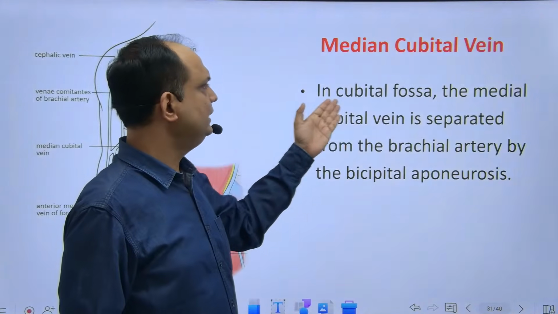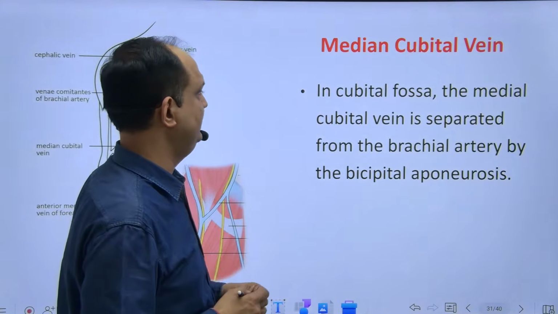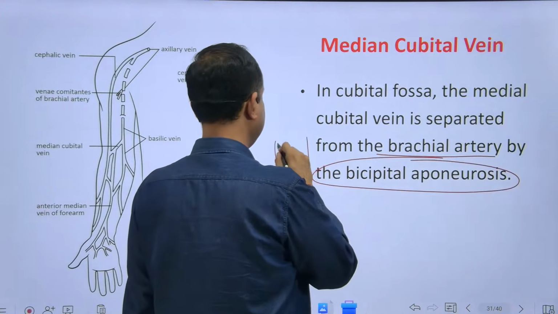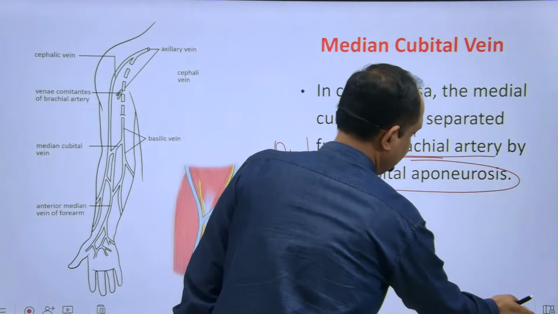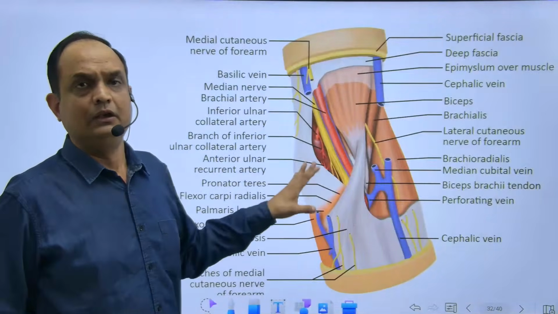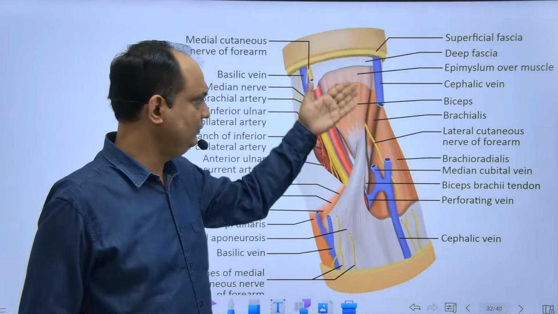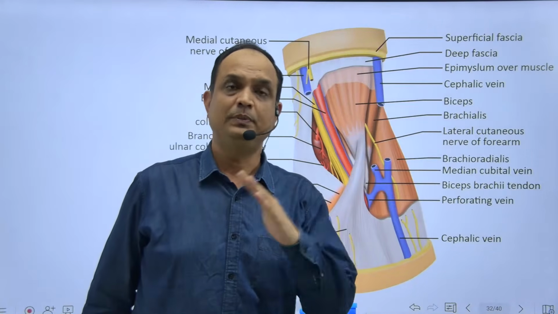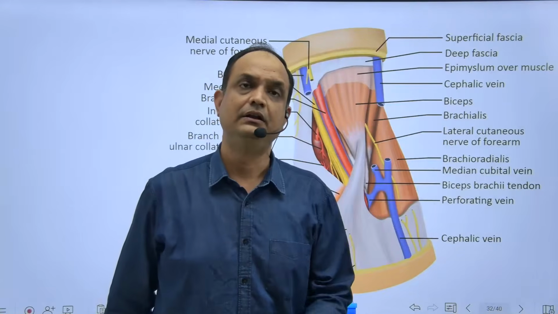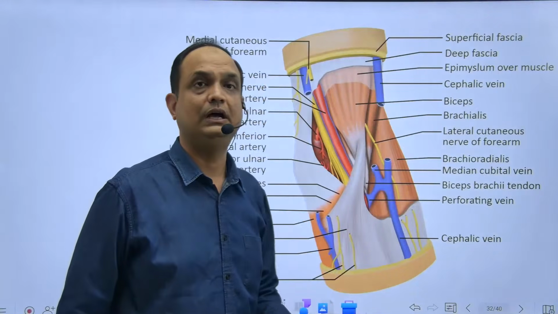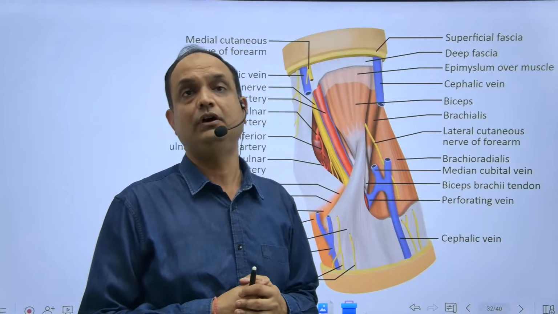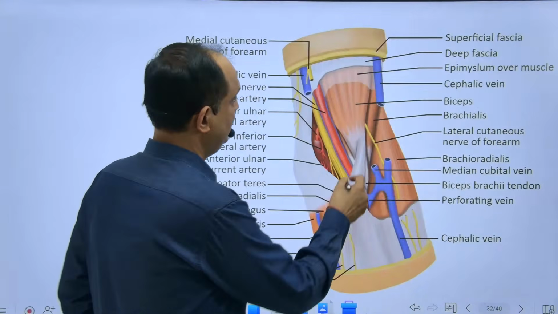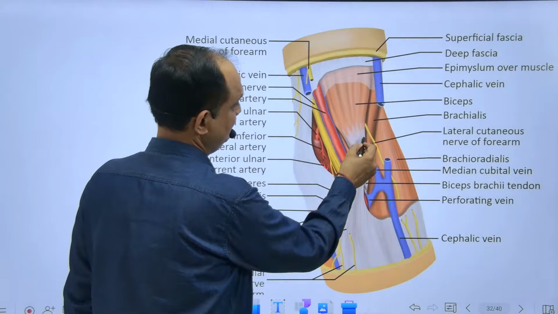Now in the cubital fossa, the median cubital vein is separated from the brachial artery by the bicipital aponeurosis. This is an important concept which you have to understand in this diagram. What this diagram is showing is that when you are going to dissect the cubital fossa, you are going to remove the skin, superficial fascia and deep fascia. Now the deep fascia of the cubital fossa has one modification, the bicipital aponeurosis, which is a tendon of biceps brachii. So here you can see this is the bicipital aponeurosis.